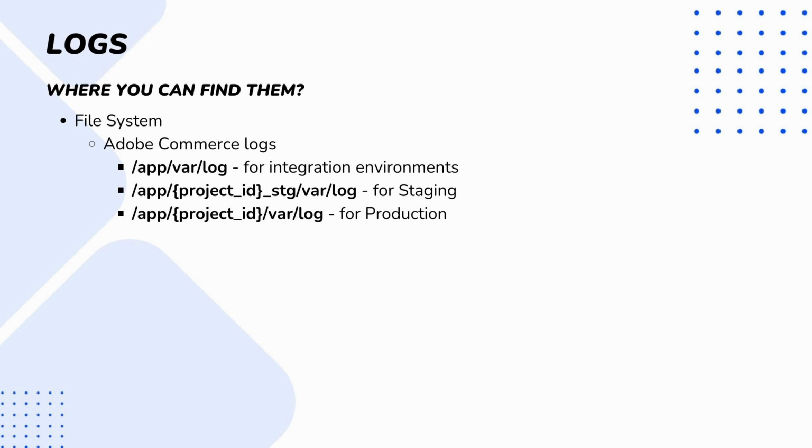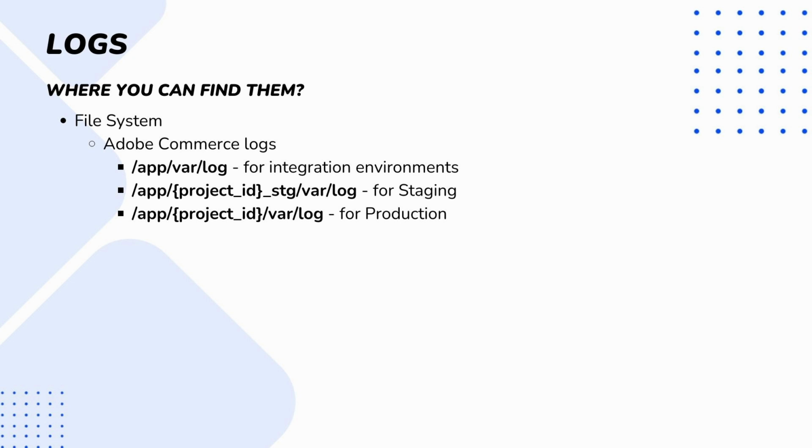In integration environments, we simply use the /app/var log directory to see the logs of the Adobe Commerce instance. But when it comes to staging and production environments, there is an additional directory in between. So, for example, on staging, you need to specify /app/the project ID with underscore and staging.